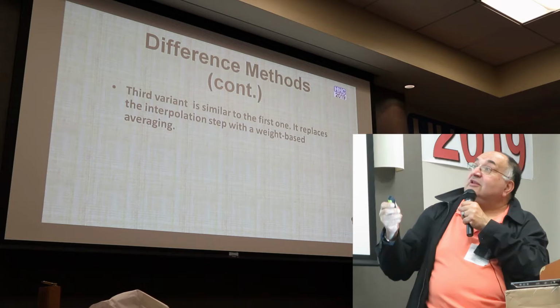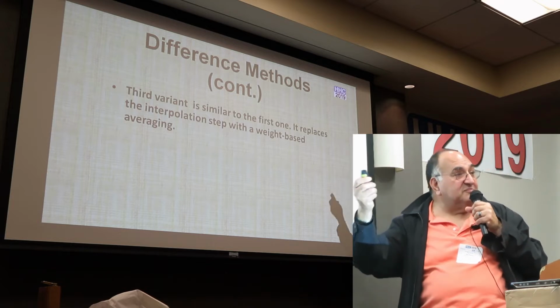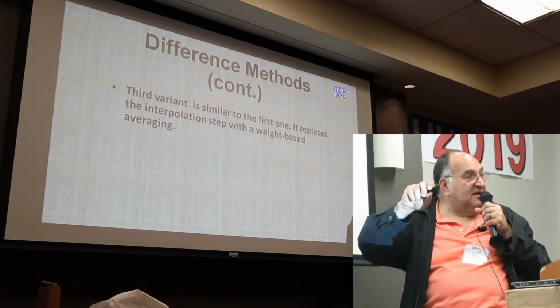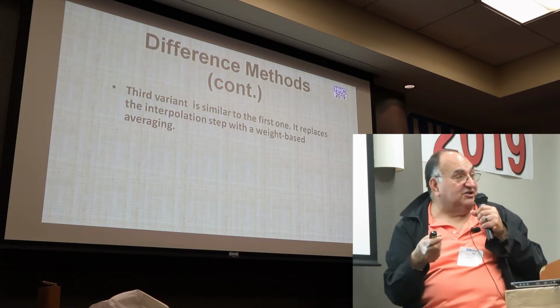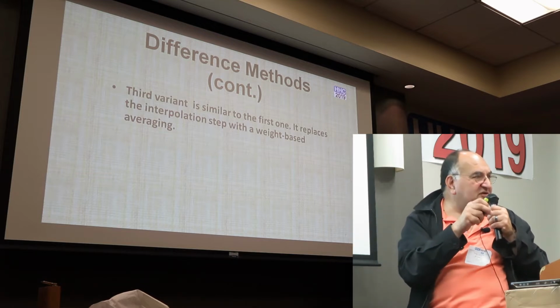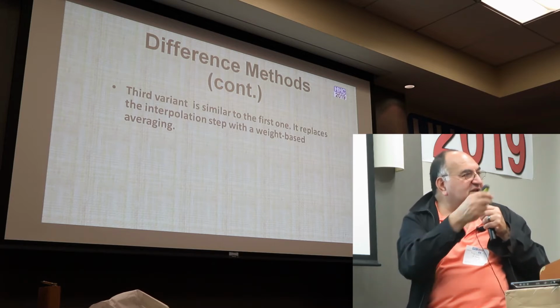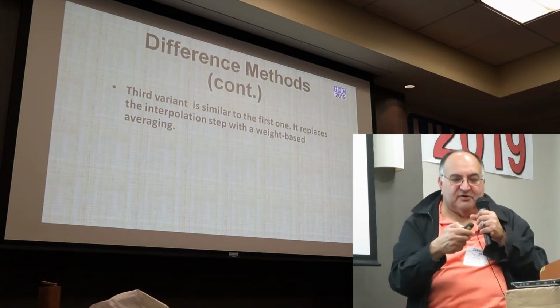The third variant is sort of similar to the first method, but skips the inverse interpolation and uses a weighted averaging, giving more weight to the central difference because it's a little bit more accurate, like maybe a weight of 2 and then 1 for each of the others, and divide by 4.